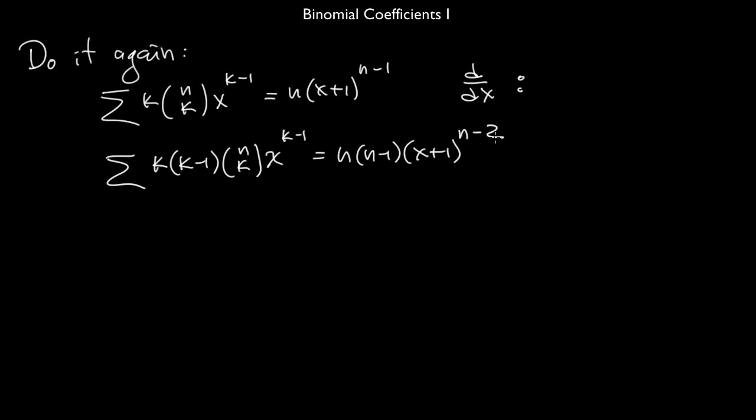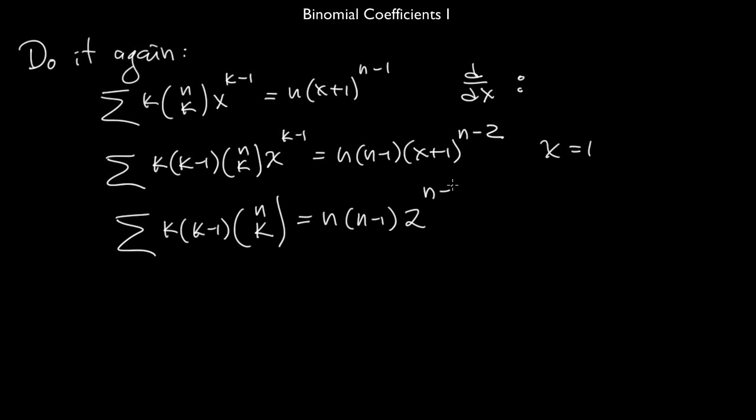Let's see. What does this tell us? Set x is equal to 1, and what you get is summation k times k minus 1, n choose k, is equal to n times n minus 1 times 2 to the n minus 2. Now, I'd kind of prefer if this was a formula for k squared times n choose k. It's not. It's k times k minus 1. But you can make it work.